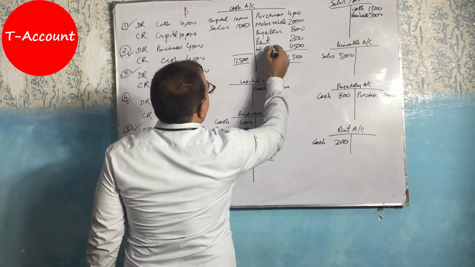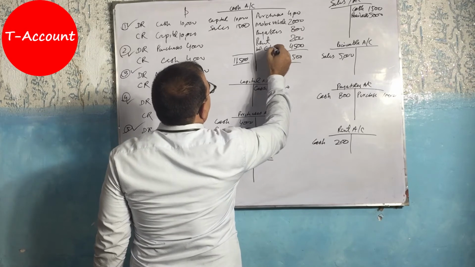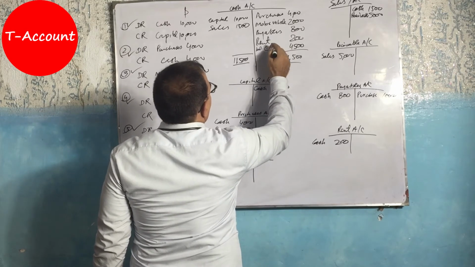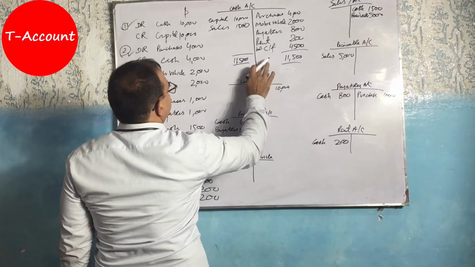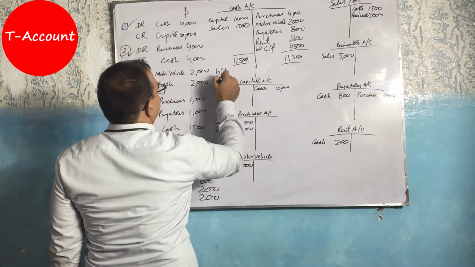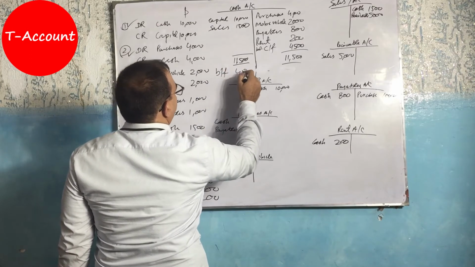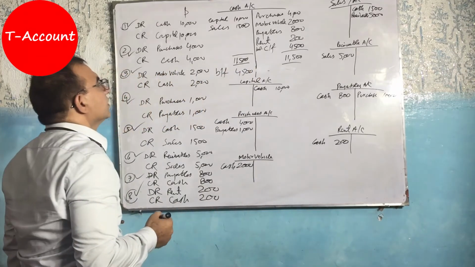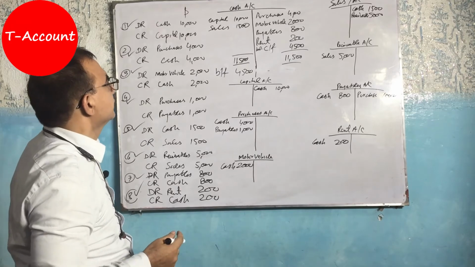Balance carried forward. That will go to next year. Opening for the next year. This is debit balance, so it will come on this side. Brought forward 4,500. Cash balance. Next year. Remember, next year.